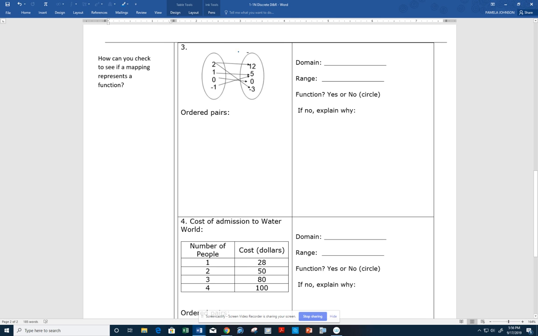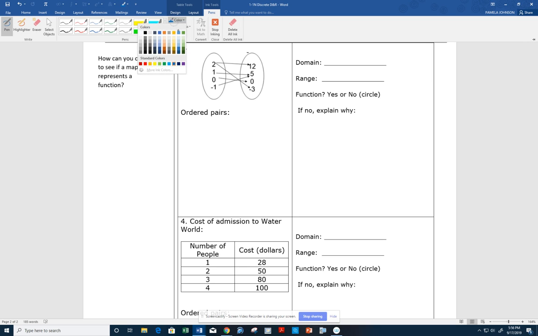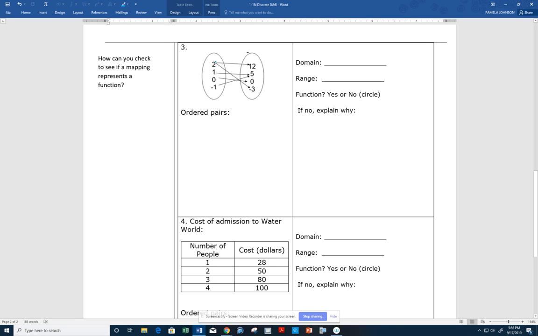All right, now we have a mapping, and again we want to create some ordered pairs from this mapping. Remember this is our X and our Y for our mapping. Our ordered pairs: we start here, we've got 2, and that goes to 12. But we've also got 2 going down here to -3. We've got 1 going to 5, 0 going to 0, and -1 going to 5.